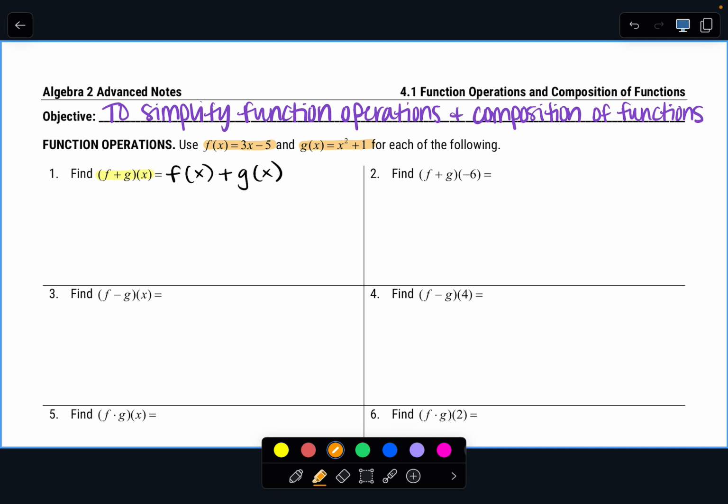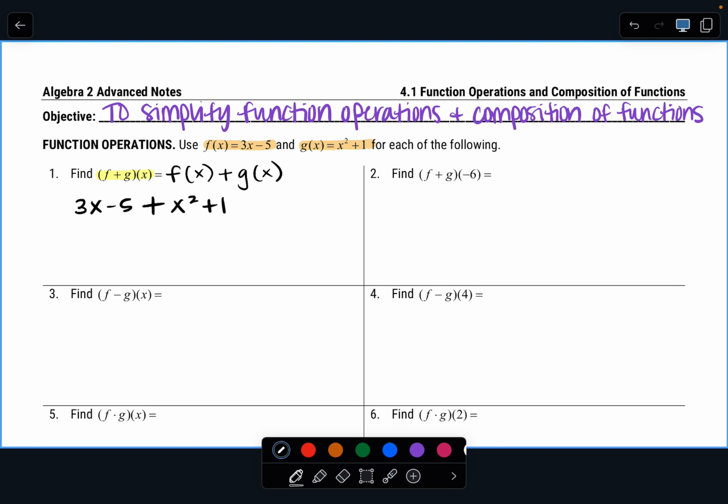Now, if you have terms that look alike, you are going to combine them. They have to look identical. X squareds with x squareds, x's with x's, numbers with numbers. You can't just combine different things together. So I'm going to go ahead and write out what I'm looking at. I'm going to take 3x minus 5. I'm going to add it to x squared plus 1.